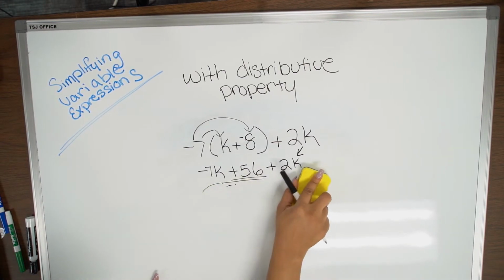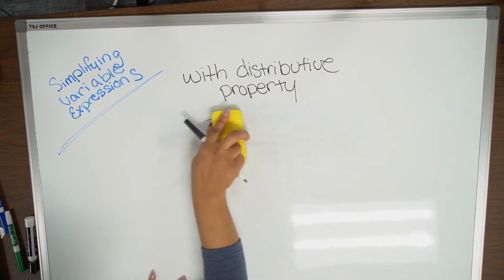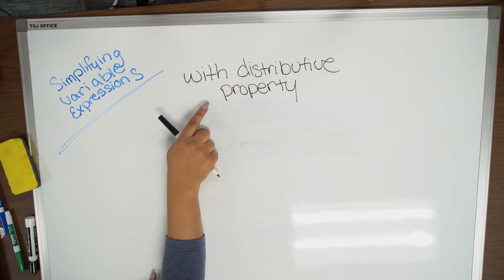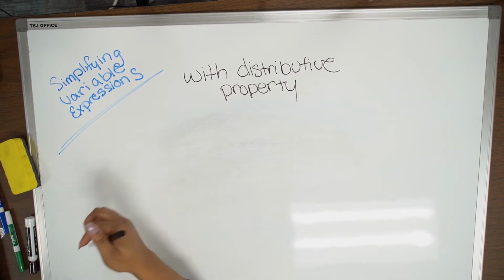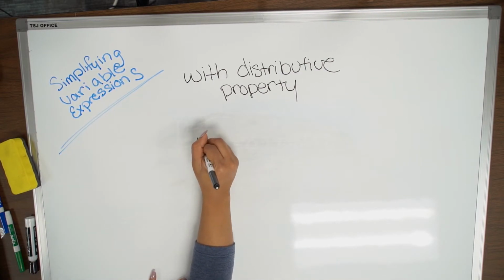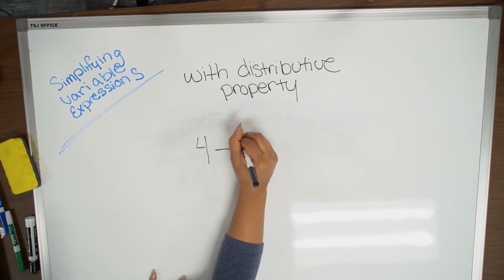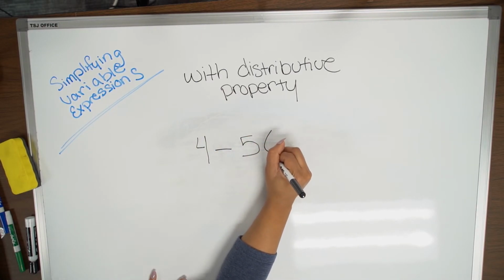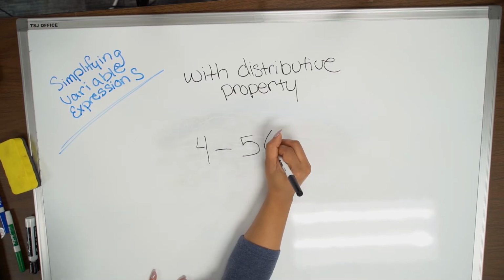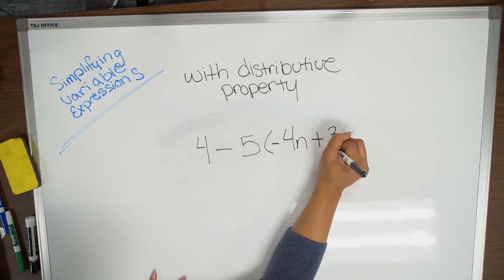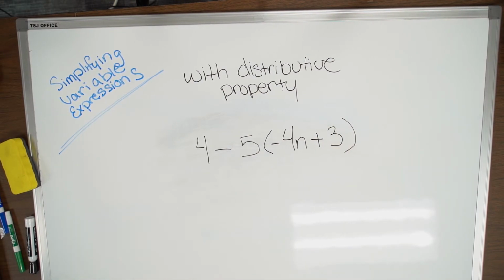Let's do one more. We're going to do one more with the distributive property. Let's do 4 minus 5 parentheses negative 4n plus 3. Okay? So that's our problem.